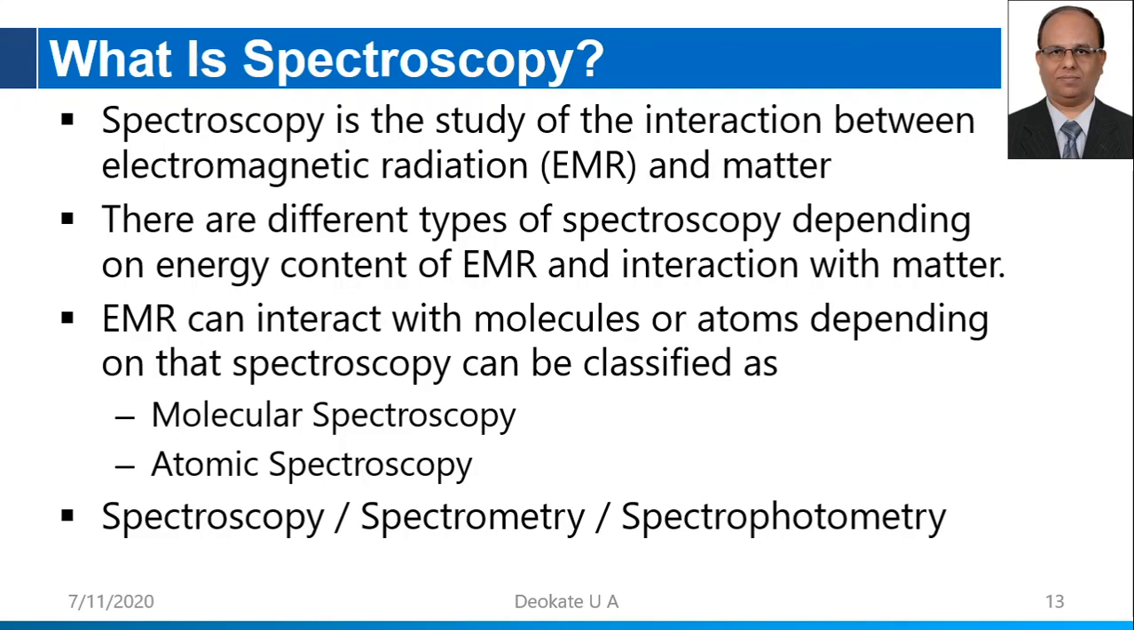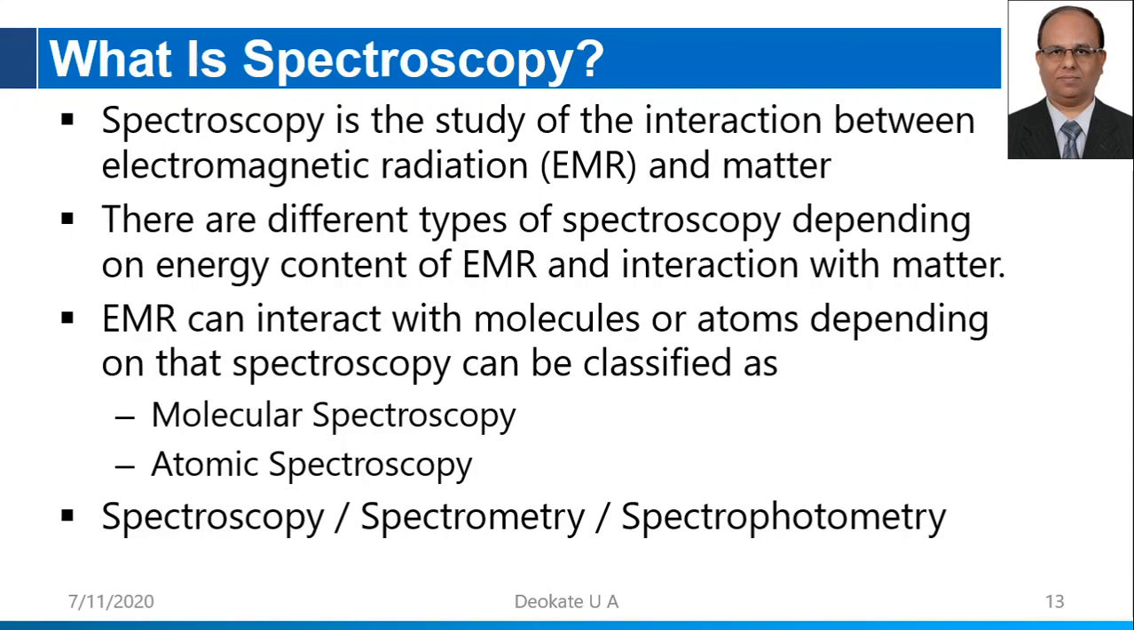There are different types of spectroscopy depending upon the energy content of electromagnetic radiations and their interaction with the matter. Electromagnetic radiation can interact with molecules or atoms or ions. Depending upon that, spectroscopy can be classified. If the interaction of electromagnetic radiation is with a molecule, it is called molecular spectroscopy, and if the interaction is with an atom, it is called atomic spectroscopy.